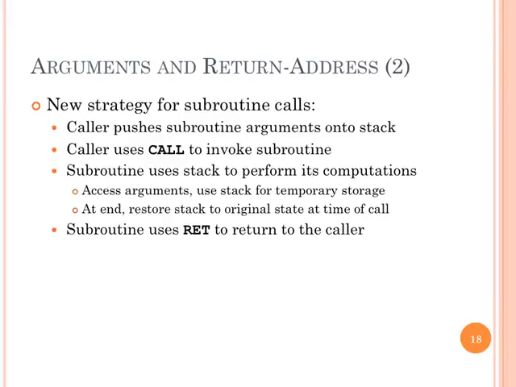So this will be the new strategy. You can see we're refining this progressively. The caller is going to push the subroutine arguments onto the stack, so we'll have to talk about how to get at those things. Then it will use call to invoke the subroutine, call mul, for example. The subroutine can use the stack for any intermediate values it needs to store if it runs out of registers, or if there are registers the subroutine needs to preserve on behalf of the caller. And then the subroutine will use ret to get back to the caller.